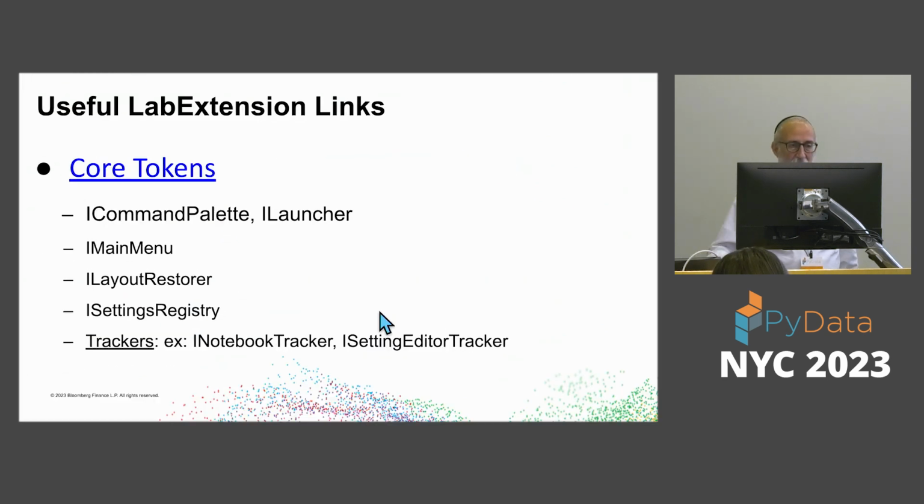What else do we have here? Here's the core, just a couple of core tokens that are interesting. As I mentioned before, there's the settings registry. You can have user settings for your extension, and the trackers I already mentioned, the layout restore I already mentioned.